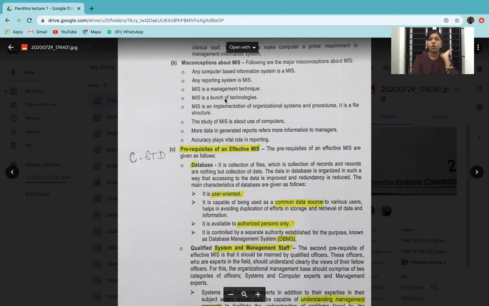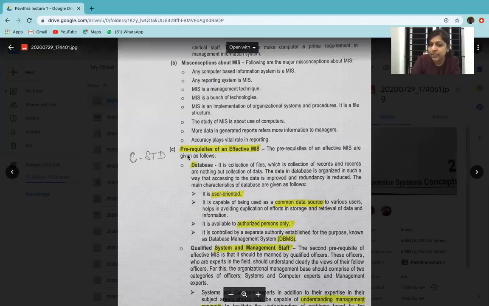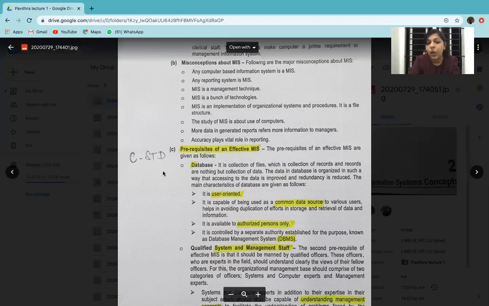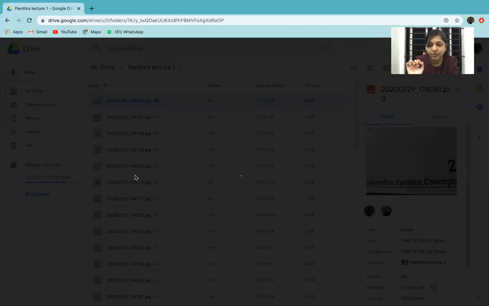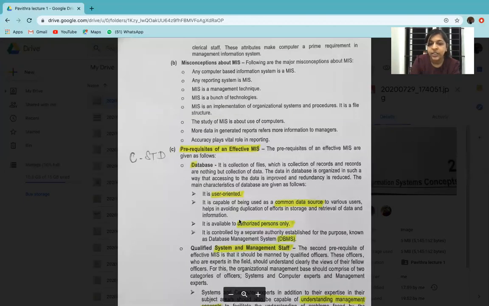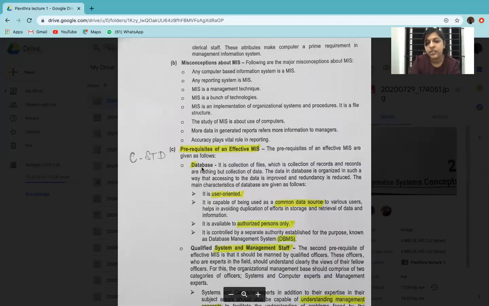Okay, these are all the wrong notions about MIS, but what do we really require for an MIS? The mnemonic for the prerequisites of an effective MIS is CSTD. What is C? C is control and maintenance. What is S? It is system and management staff. What is T? Top level management support. And what is D? Database. So we'll see one by one.